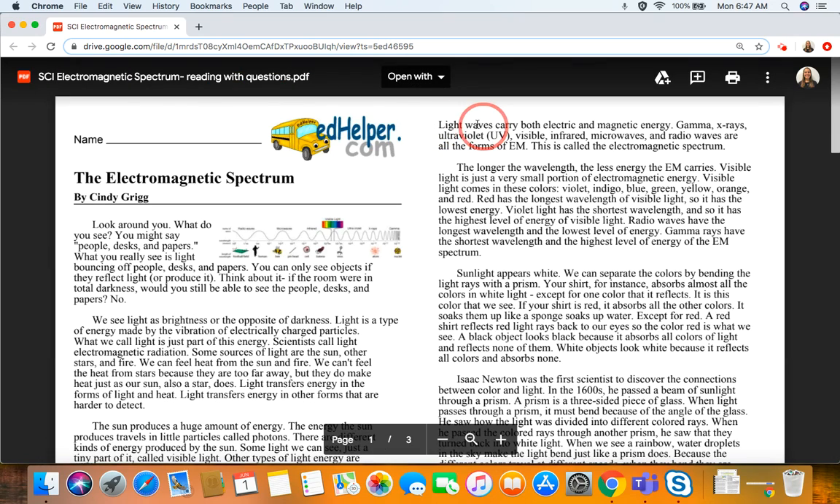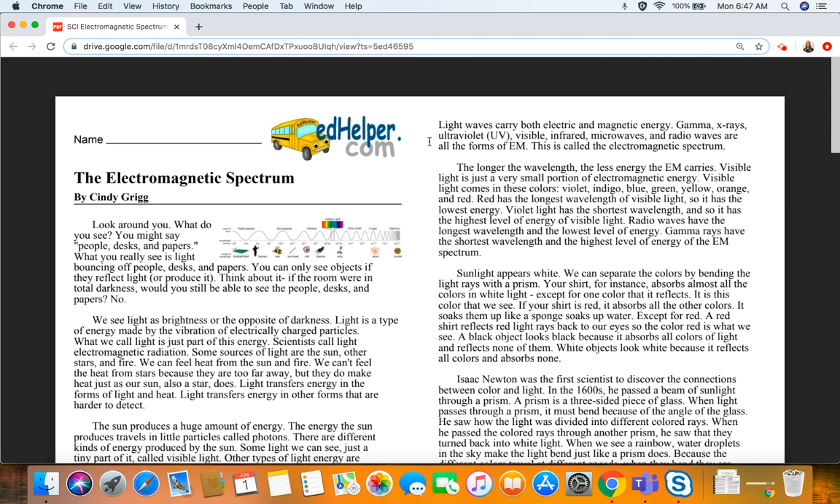Now we're up here at the top. Light waves carry both electric and magnetic energy. Gamma, X-ray, ultraviolet or UV, visible, infrared, microwaves, and radio waves are all forms of EM. This is called the electromagnetic spectrum.